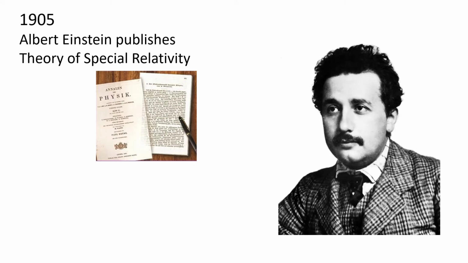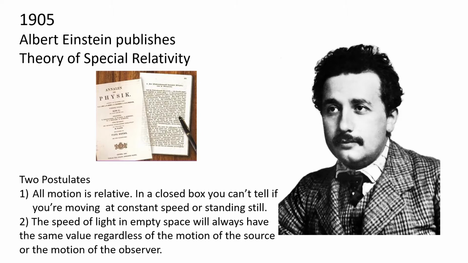Special relativity was proposed in 1905 by a fellow named Albert Einstein. Special relativity has two postulates, or parts, if you'd like. One, all motion is relative. In a closed box, you can't tell if you're moving at a constant speed or standing still. And two, the speed of light in empty space will always have the same value regardless of the motion or the source of the observer. That, number two, is different than what we observed with the train or with the bullet and the jet.